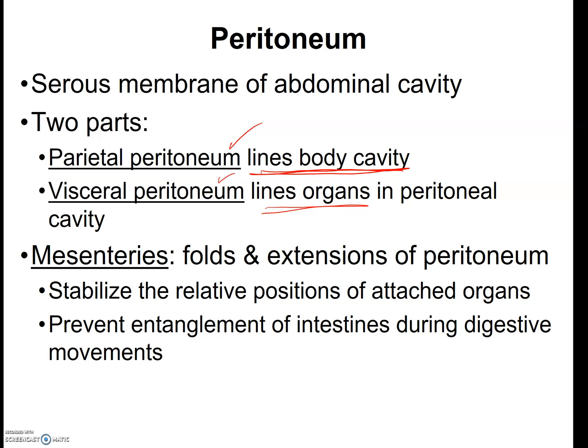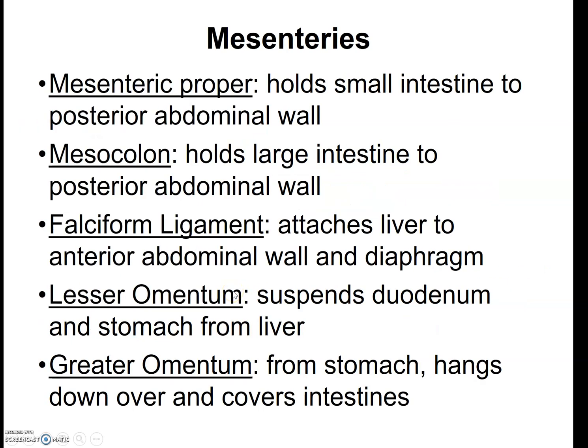The mesenteries are folds and extensions of the peritoneum. So the mesenteries help stabilize, they attach the organs to the internal body wall. Sometimes you'll have a situation where the mesenteries help keep the intestines from getting tangled with one another. However, sometimes you can have an intestinal twist occur. So basically the mesenteries act kind of like an anchor holding the digestive tract in place.